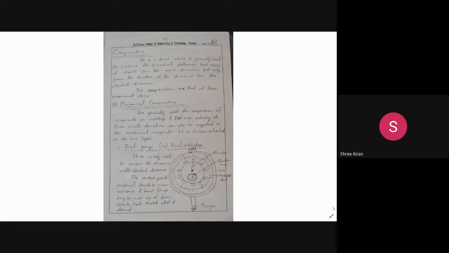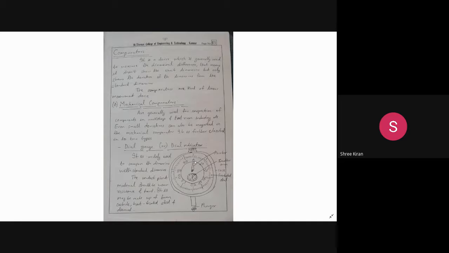It consists of a case. You have seen the figure. The outer part is called the case. Then we have a circular graduated dial. This inside part is called the circular graduated dial.